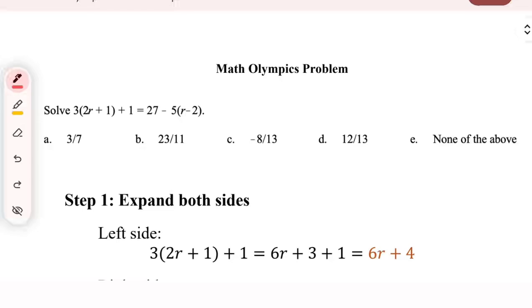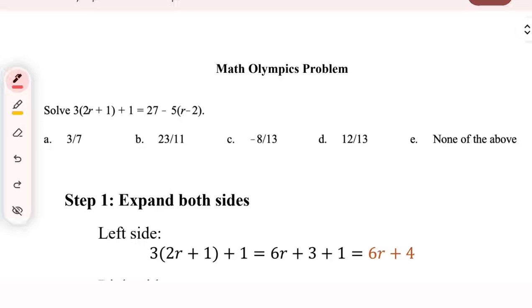So let's solve this Math Olympics problem. And we have here: solve 3 times (2r plus 1) is equal to 27 minus 5 times (r minus 2). And then we are given choices from A to E, and E is none of the above.